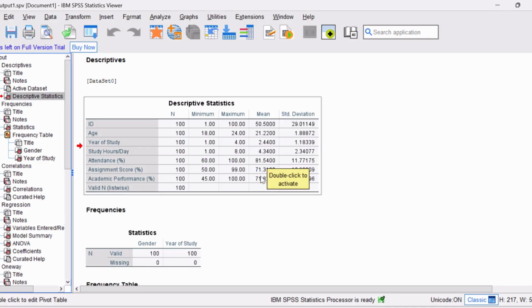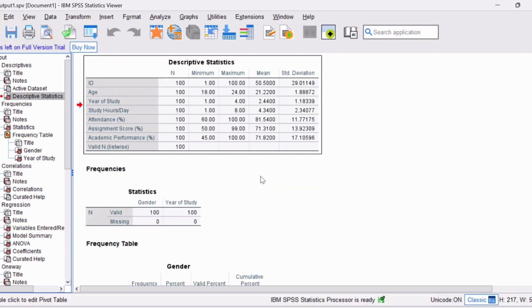What this tells us is that a typical student in our dataset studies for about 4 hours each day, and this helps them achieve an academic score of approximately 72%. Descriptive statistics will not really test the relationships, but they simply help us understand the characteristics of the sample before we move forward to the more advanced analysis.